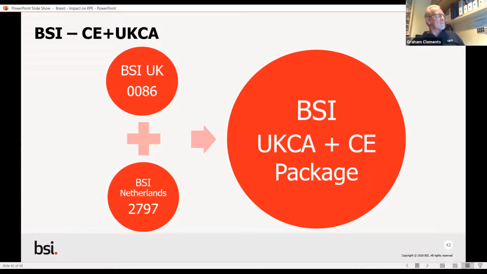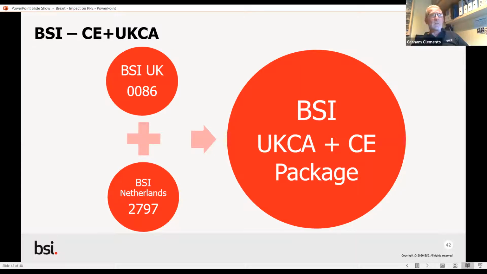So moving forward, we've got BSI UK 0086, BSI Netherlands 2797. This is also true for organisations such as InSpec, and then there are others out there as well. SGS is another good example where they can offer both a UK approved body number and a European notified body number, and so you can get a package put together. So if you're with SGS and you want to do both, approach them and ask about a package deal. It makes sense, and it helps get things through quicker when we've got a lot of demand. And the earlier you can do it, the better, because demand is high at the moment, and we're absolutely sure that as we approach the end of the year, that demand will get higher. And there's only so much capacity.